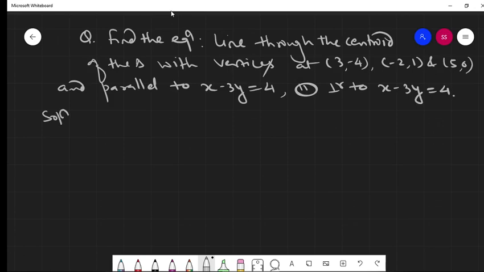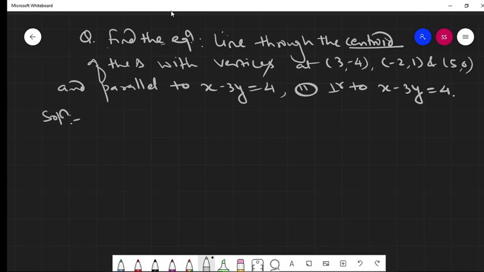Okay, we have to discuss the solution of this question. I will not discuss it in detail, but I will give the information that will help you solve it. First, we have to find the equation of the line through the centroid. Now we have to find the centroid. Before finding it, what is the centroid that we discussed earlier? The centroid is the meeting point of all the medians.